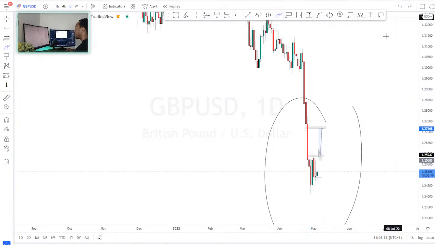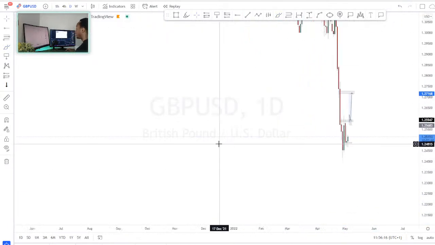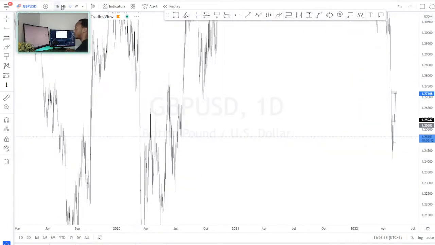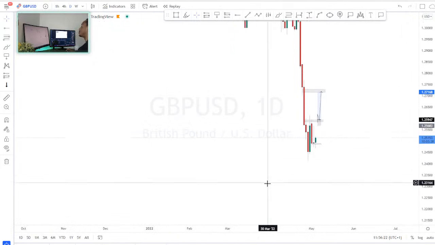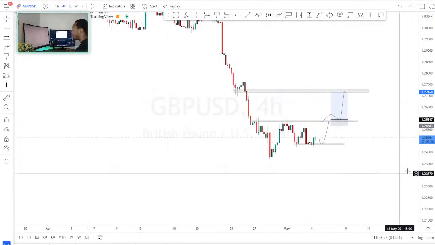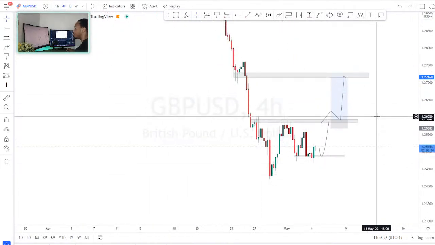We should be moving lower, but 1.25 and the fact that we are holding some key areas on a weekly back here is telling me that we could see some upside for pound USD. I do think dollar could look to retrace as well, so I do think we can see a little bit of weakness for the dollar.